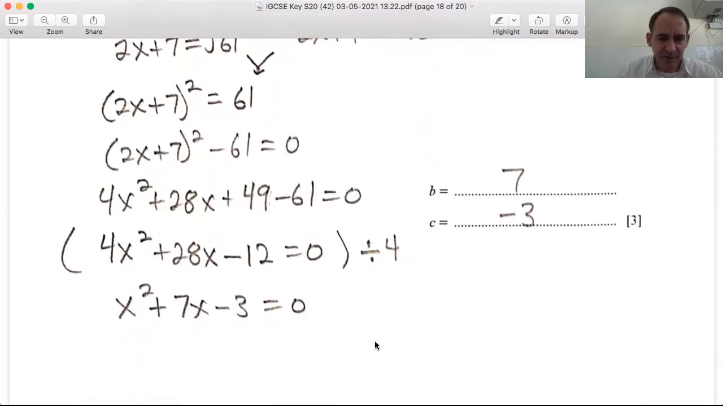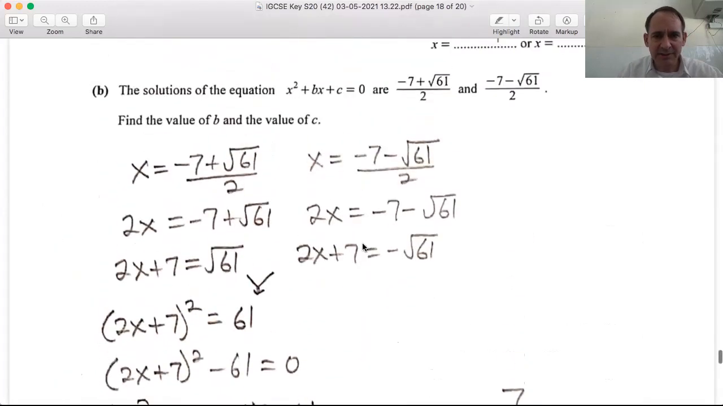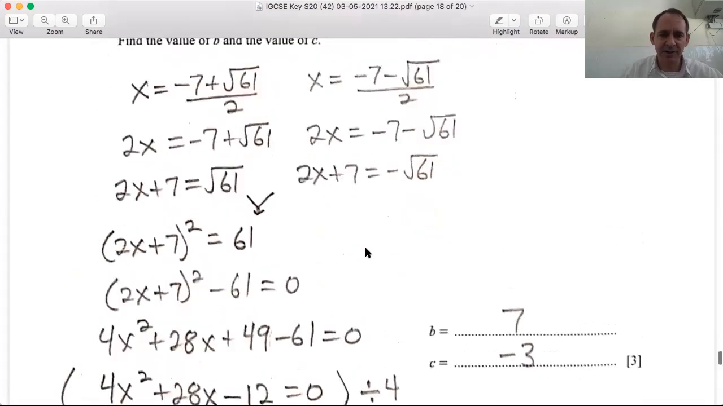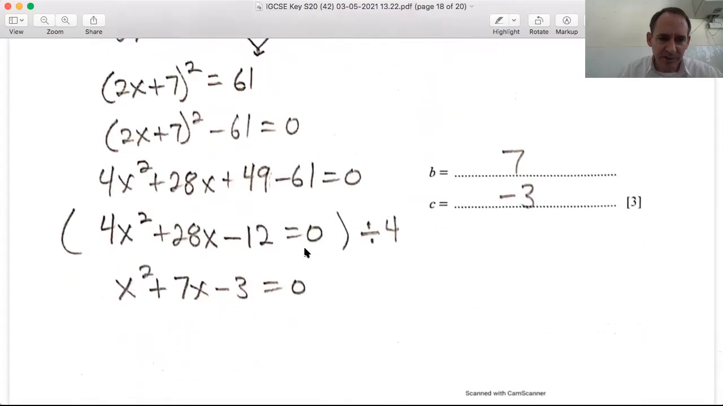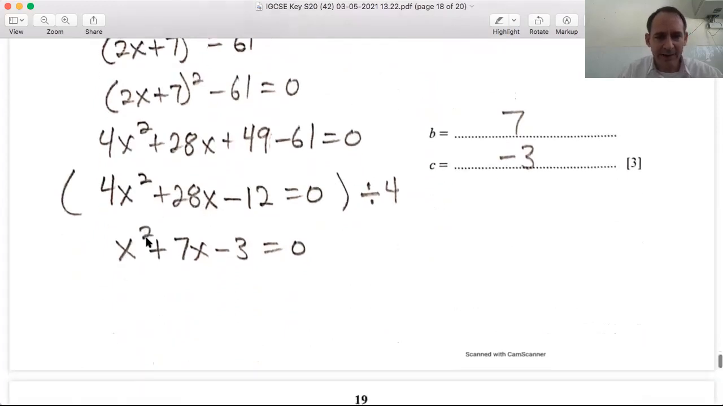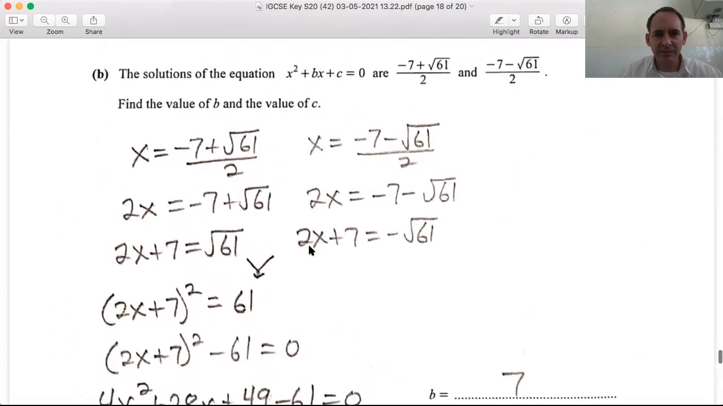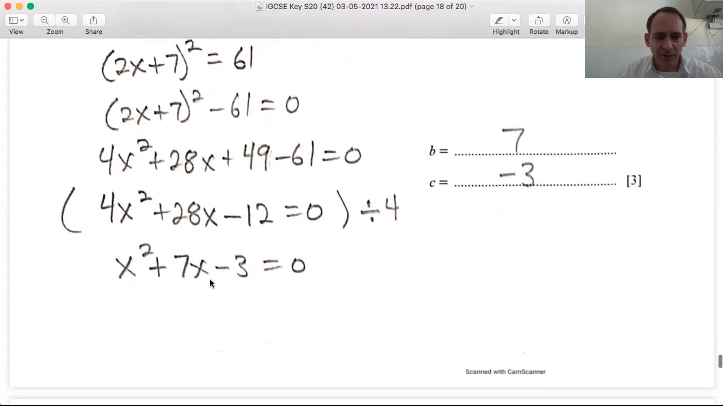Combine your like terms, and notice it wants x squared plus bx plus c, so there's no coefficient on the x squared. When we put this together, we get 4x squared plus 28x minus 12 equals 0. We can divide all those by 4 to reduce the coefficient in front to a 1. So we get 1x squared plus 7x minus 3 equals 0. It wants the value of b and c. So b is 7 and c is negative 3.